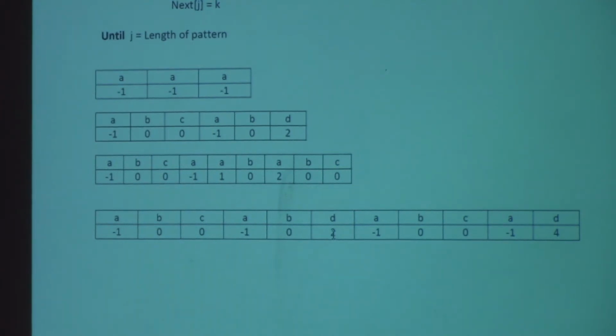So, to generalize everything now, there are 3 things that you can find on the next table. If you have a -1, you always go back to pattern 0 against text J plus 1. If you have a 0 in the next table, it always means pattern 0 against text J. And if you have a positive integer, it's going to be pattern positive integer against text J. That's the sequence. Okay, so that's how that works.